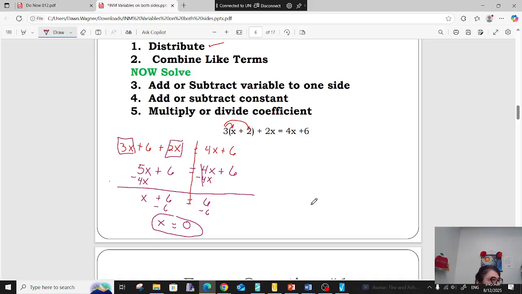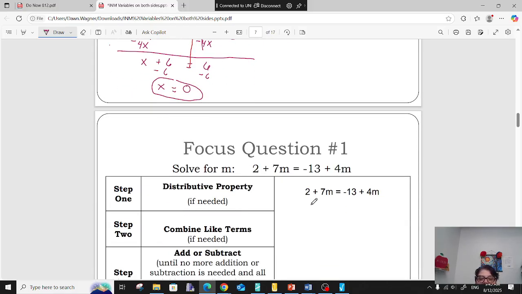Good? Okay, let's look at this one. Do I have parentheses in this one? No. Do I have to combine like terms on this one? No. These only have constant variable. Constant variable. So for here, I'm just going to subtract 4m.